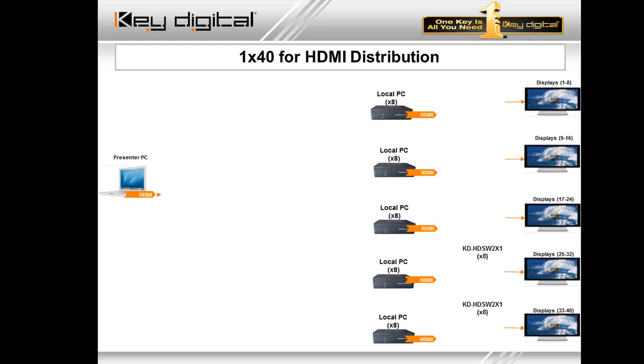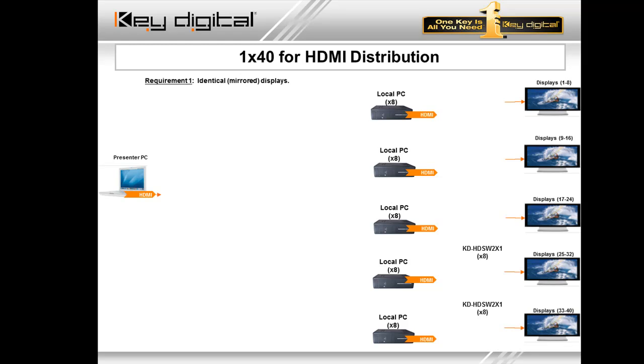Let's start with what we know we have, which is the presenter PC. We've got that over on your left-hand side at the head end. We know there's also a local PC. That's our local video source for each of these 40 displays. And all the way on the right-hand side, we know we have 40 displays. So let's go ahead and start looking at the requirements and the solutions to satisfy each of those requirements.